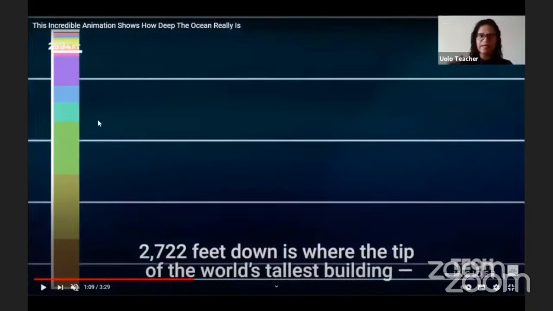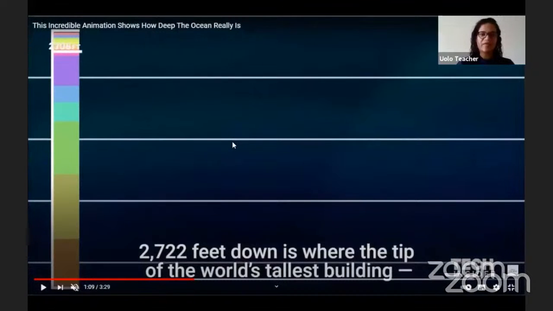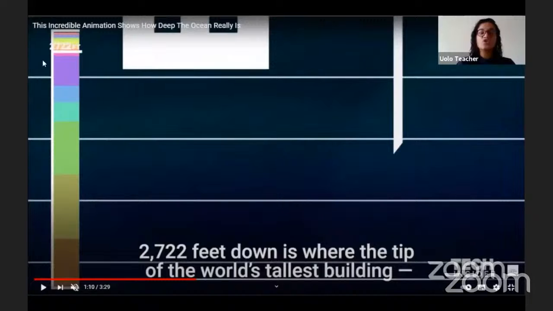Okay, now let's go a little more down. Okay, like a little deeper. If you look, let's see where we have reached. Okay, we have reached 2,722 feet. Can you look at my cursor? We are still quite up in the ocean. Okay, so we reached 2,722 feet. Now, what is so special about this?